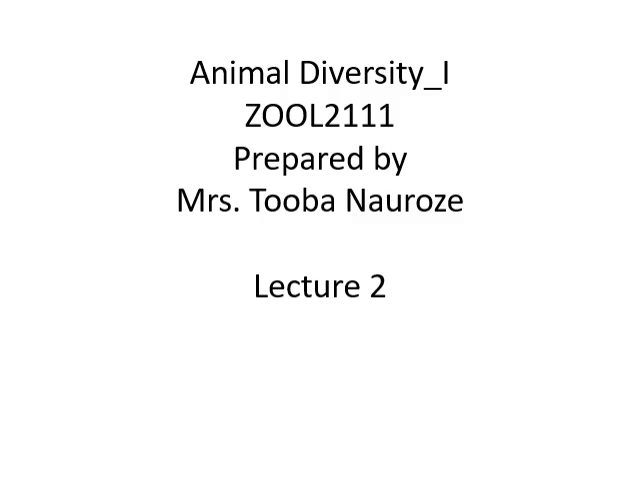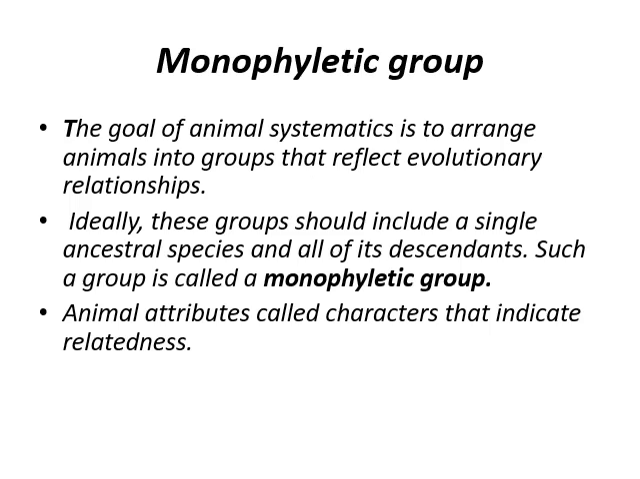Students, today we will discuss Animal Diversity 1, Lecture 2, and our topic is Animal Systematics. Animal systematics is basically the study of evolutionary history and evolutionary relationships among organisms. The evolutionary relationship may be monophyletic or polyphyletic.